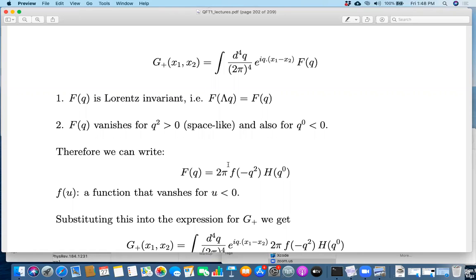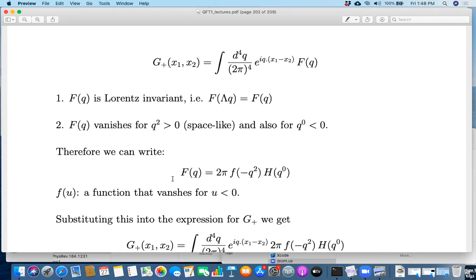And because this vanishes for space-like momentum, it is non-zero only for time-like momentum. You can also multiply by h of q0 without violating Lorentz invariance. And this guarantees that q naught is always positive. This is a Heaviside function, which vanishes for q0 negative and is 1 for q0 positive.